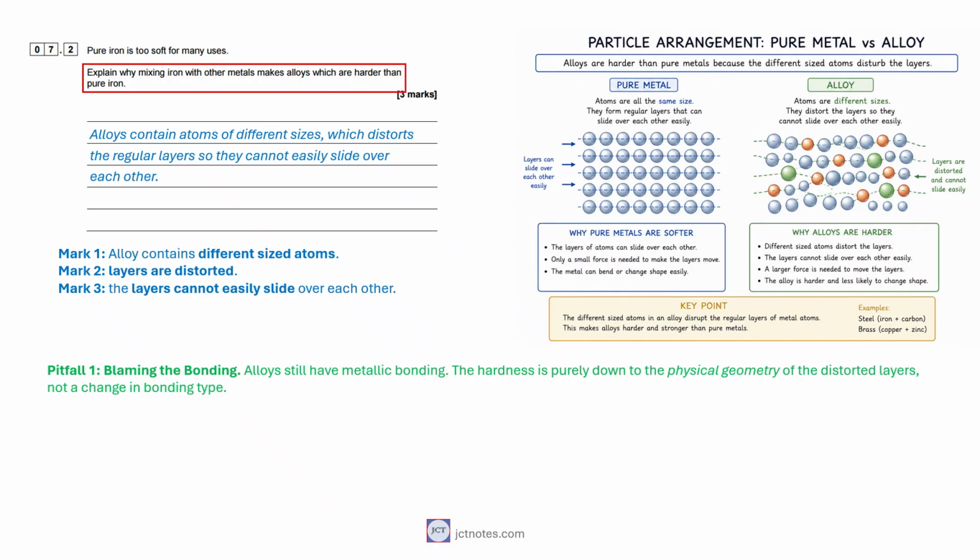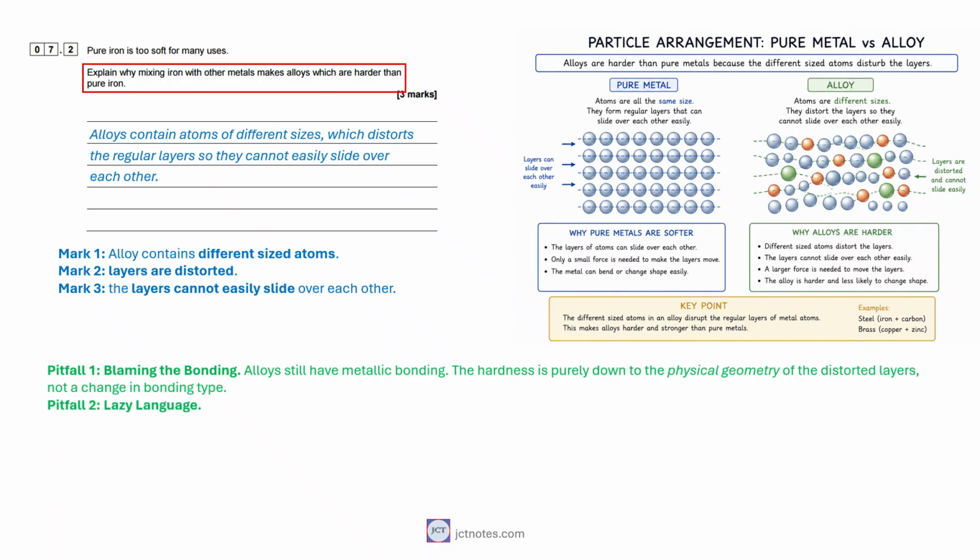A very common mistake was students trying to explain that alloys are harder because they have stronger ionic or covalent bonds. Remember, alloys still have metallic bonding. The hardness is purely down to the physical geometry of the distorted layers, not a change in bonding type.